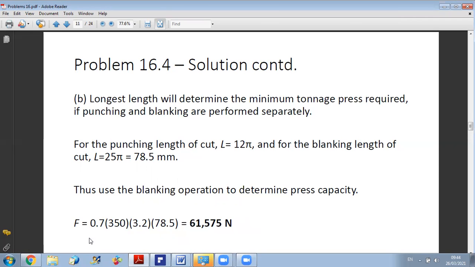So we just take the shear strength, which is 0.7 times the tensile strength, times the length of the cutting operation in case of blanking, which is pi d outer, and times the thickness of your stock, which is 3.2. So we get then the press capacity. And of course, if you have this force, it is more than enough to perform the blanking and punching, because the force required for punching will be lower than the force required for the blanking operation. Okay. Any question on this problem?